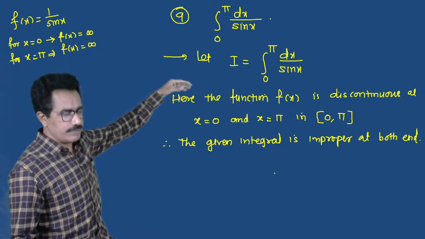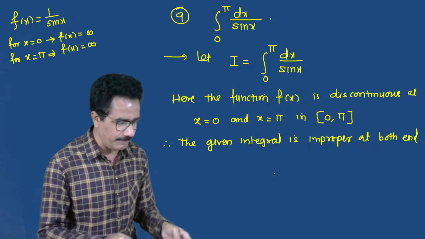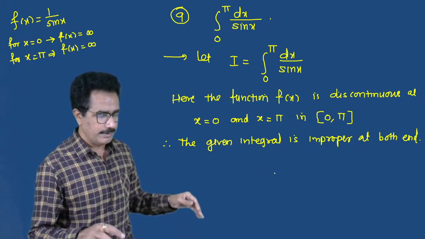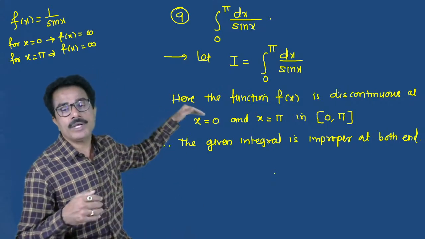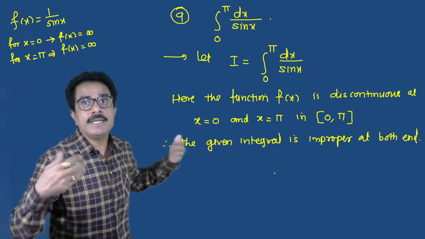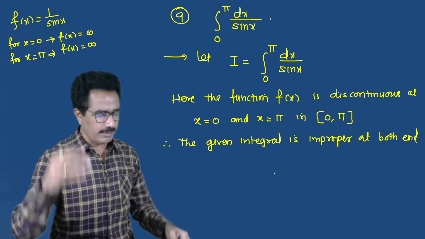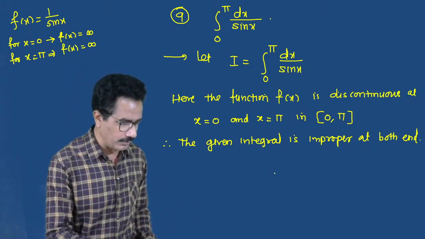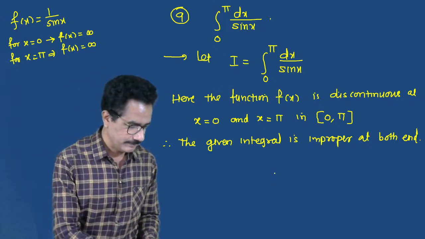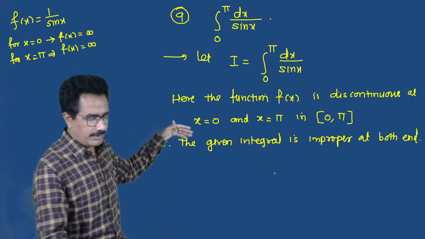So what do we have to do if the integral is improper at both ends? Then we have to use the condition of the limit under convergence. We have to discuss the condition of limit under convergence here. So, what is the condition of the convergence here?